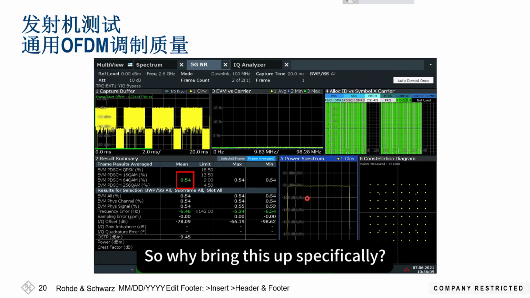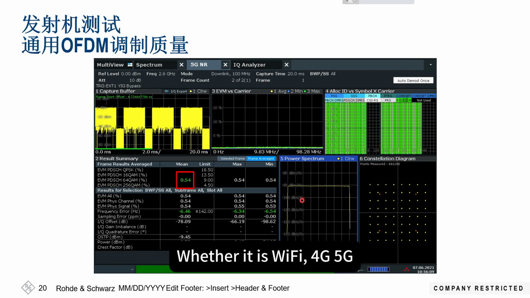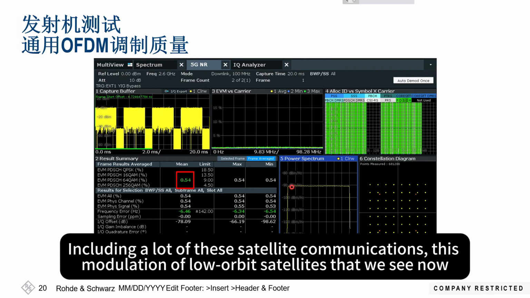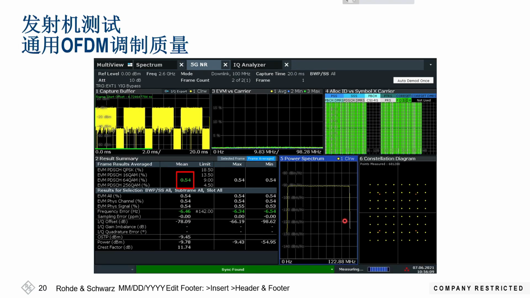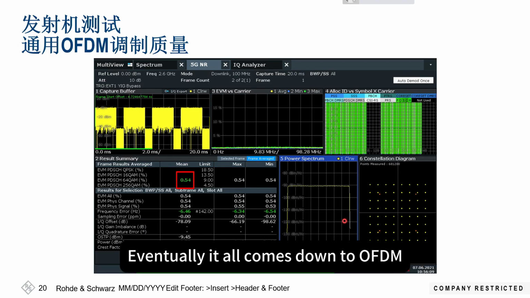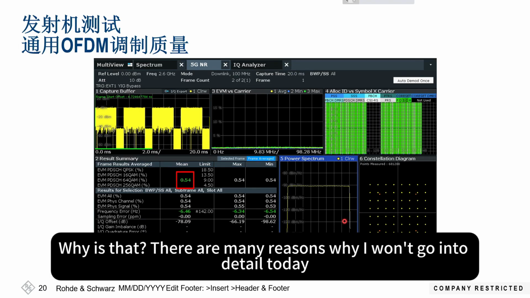So why bring this up specifically? In fact, you will find that, whether it is Wi-Fi, 4G, 5G, including a lot of satellite communications, this modulation of low-orbit satellites that we see now, eventually it all comes down to OFDM. Why is that? There are many reasons, which I won't go into detail today.